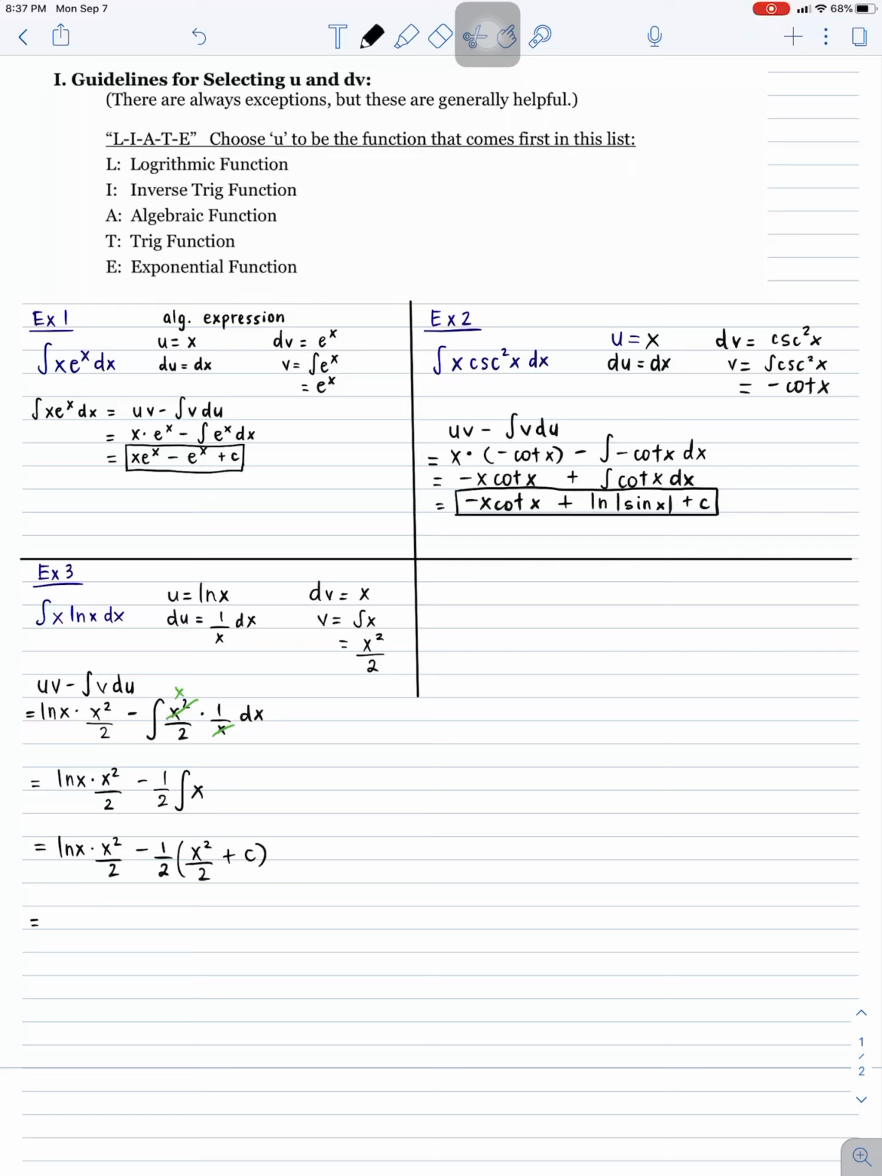And I'm just going to keep cleaning this up. Ln x times x squared over 2 minus, this is now going to be 1/4 x squared. And it doesn't really matter that you have minus 1/2 c, because that's just going to be a constant. So I'll just leave that as c. And this is your final answer.